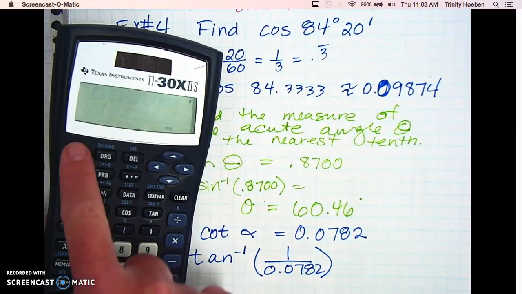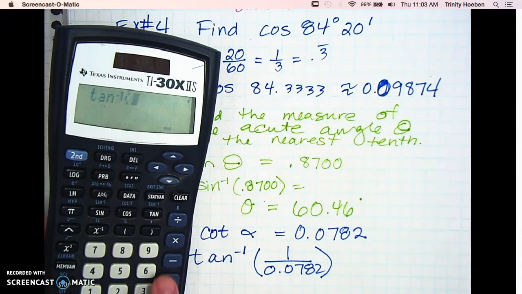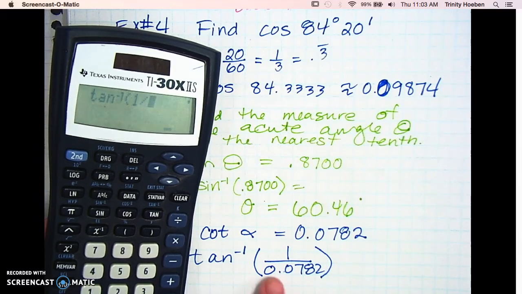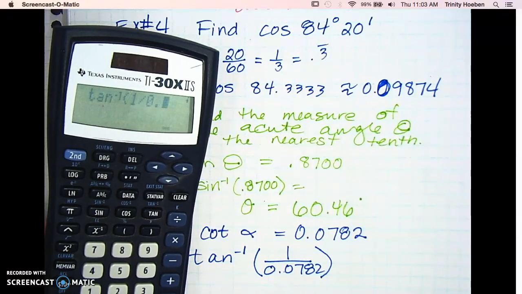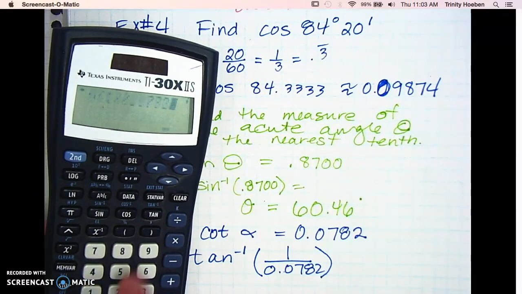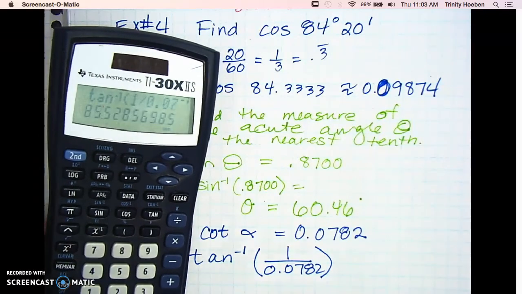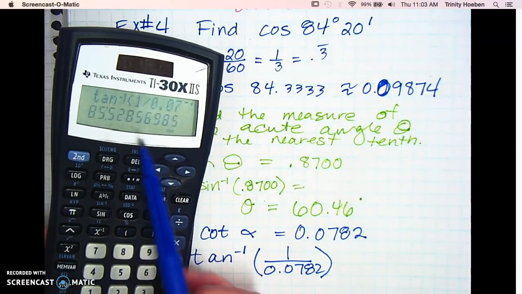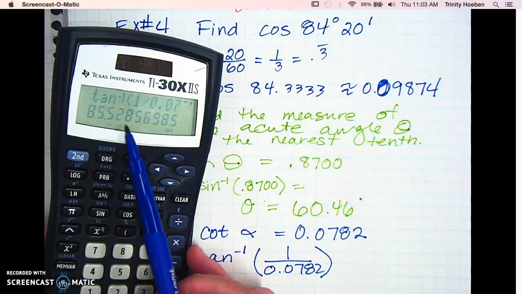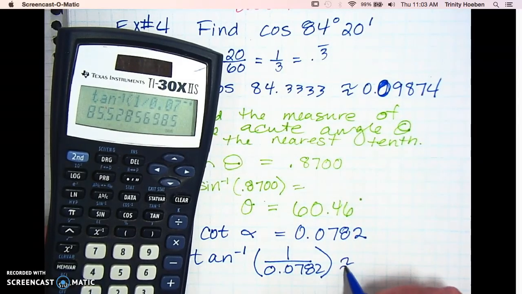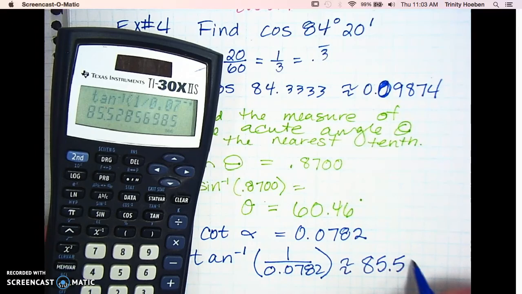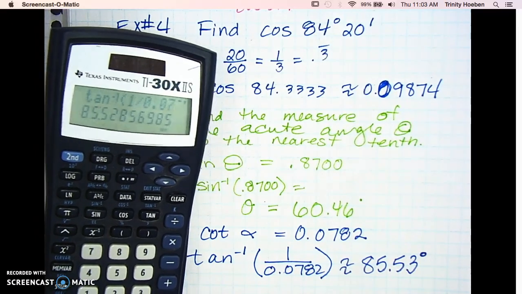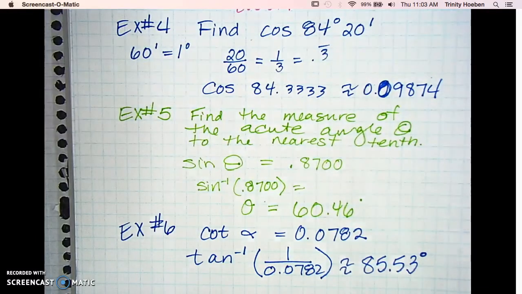So inverse tangent, 1 over 0.0782. Equal sign. I got 85.52, but there's an 8 next to it, so round it up. Got 85.53. All right. So if you need help typing those in your calculator, let me know.